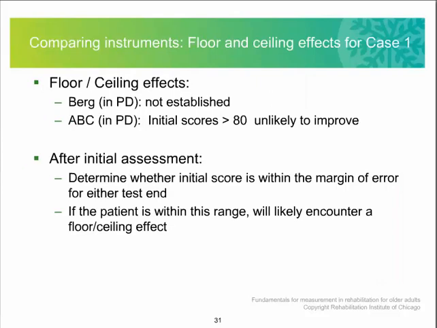There's limited data on floor and ceiling effects for both the Berg and the ABC in Parkinson's disease. However, you can assess whether your patient is likely to encounter a floor or ceiling effect after your initial assessment. You simply determine whether the initial score is within the margin of error for either test end. If it is, the patient would likely encounter a floor or ceiling effect on the scale. It would be best to select an alternate test if you wish to use the instrument to measure changes over time.